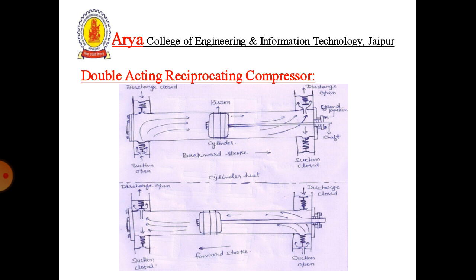The working can be understood as follows. First, considering the above diagram, the piston is at the left hand side, while the right hand side of the piston inside the cylinder is filled with gas. As the piston moves with the help of the crank, the suction process takes place and a vacuum is created inside the cylinder and the piston. The suction valve becomes open at the left hand side while the discharge valve remains closed.